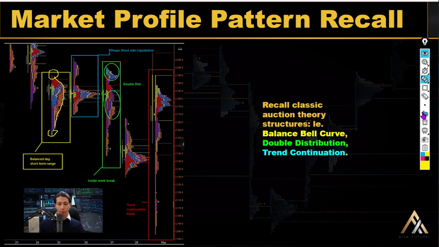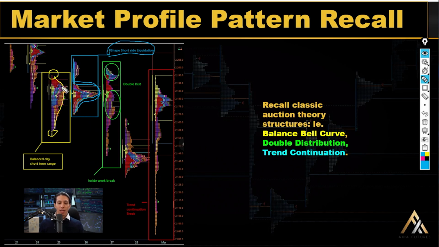The following day, we have what we would call a B-shape short side liquidation, meaning that the structure itself is showing a large node, right? And when I say B-shape, I'm talking about the letter B in lowercase, right? Lowercase. So you can see as I trace it out, it starts to look like the letter B in lowercase.